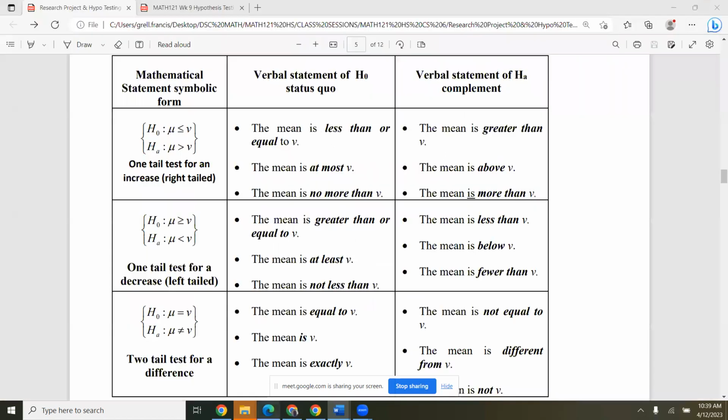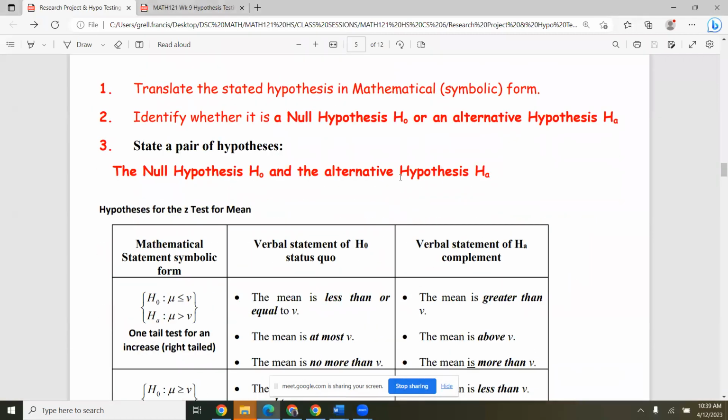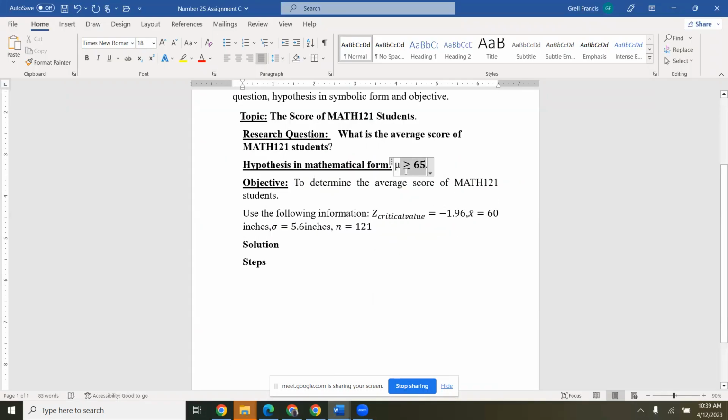If we look at the steps in this diagram, steps number 1, 2, and 3 can be done in one attempt: translate to mathematical form, identify if it is a null or not, and complete the pair. So the mere fact that this statement has the equal sign, here it is, the mean is greater than or equal to. Here we're going to put steps number 1 and 3. It is a null statement because it has the equal sign.